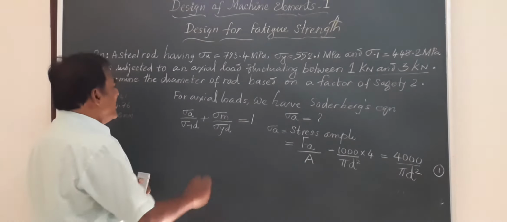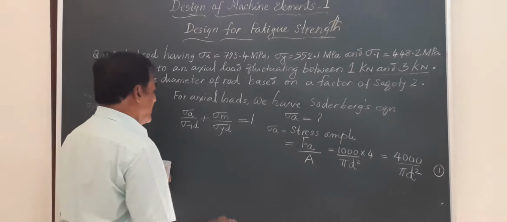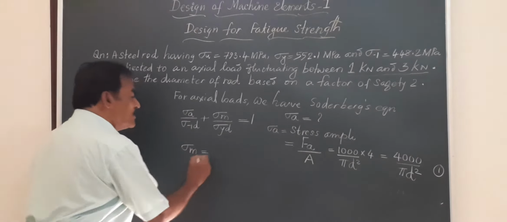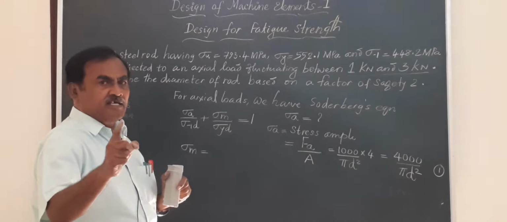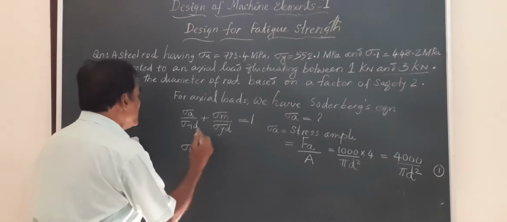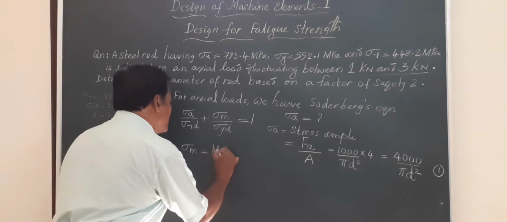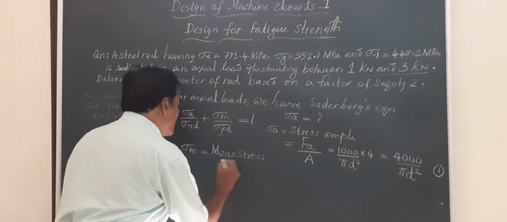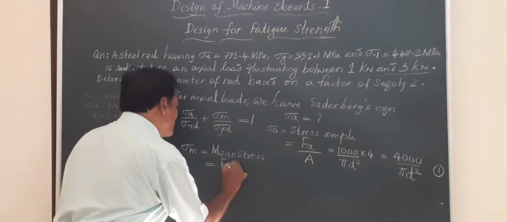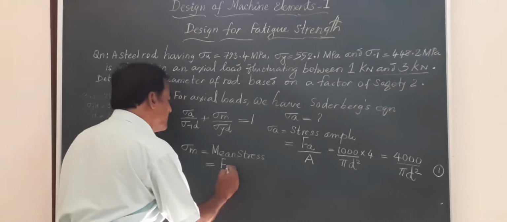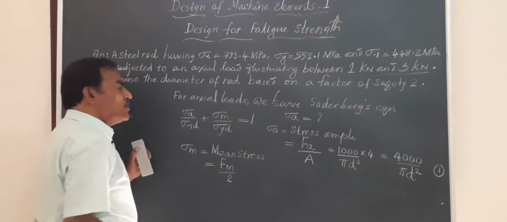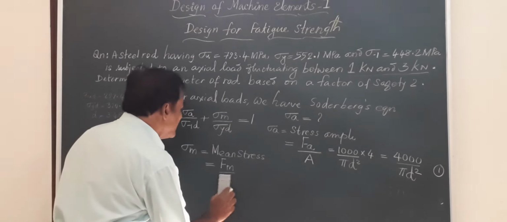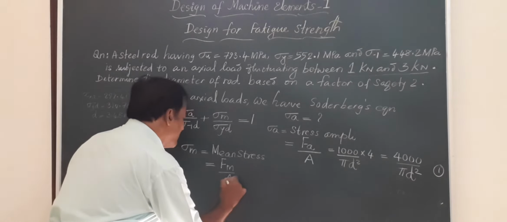Likewise friends, let us find out what sigma m is. Sigma m means the mean stress. Sigma is stress, m stands for mean. So this mean stress is given by the mean load, that is Fm, divided by the area of cross section.